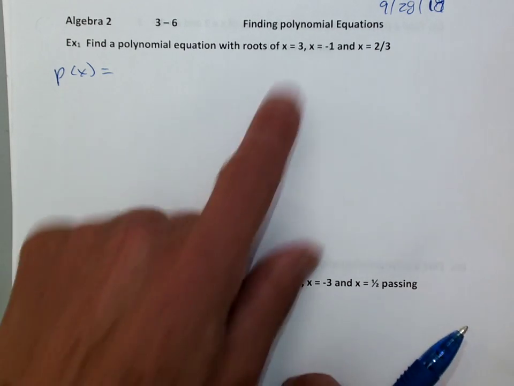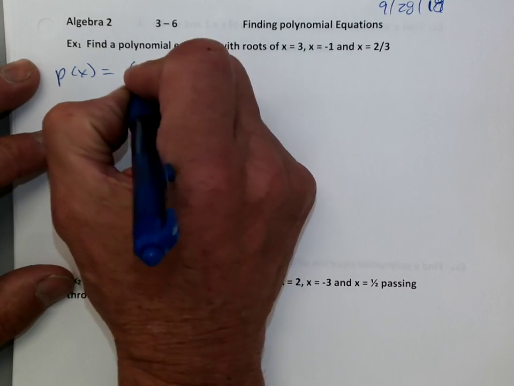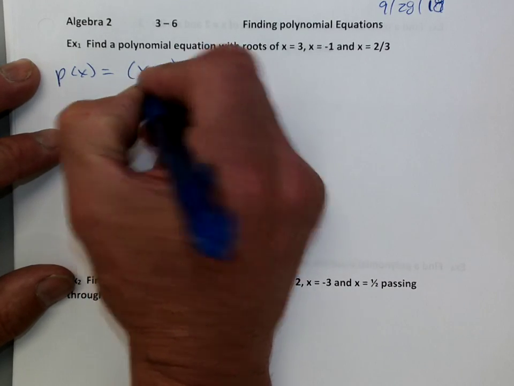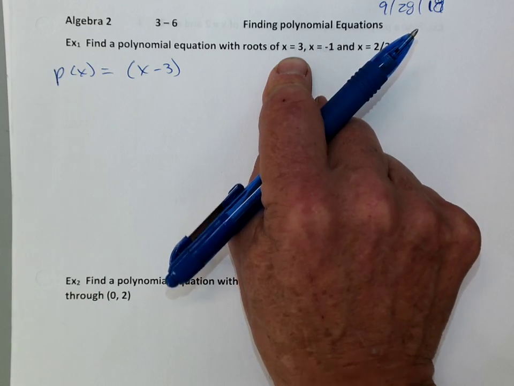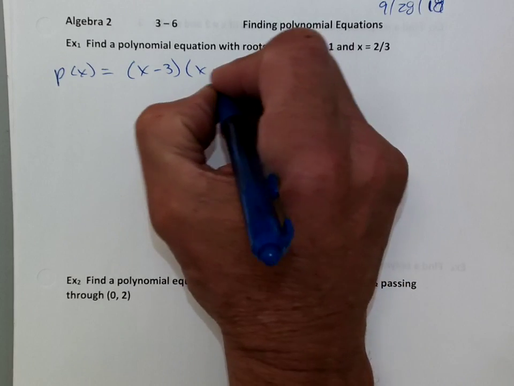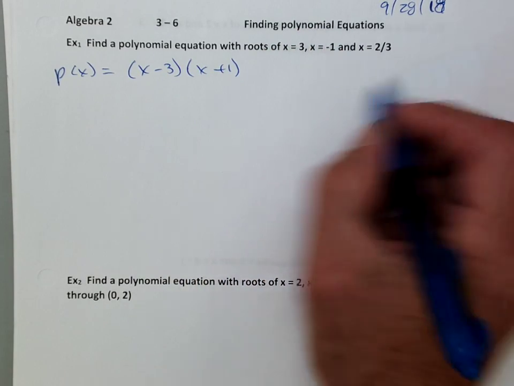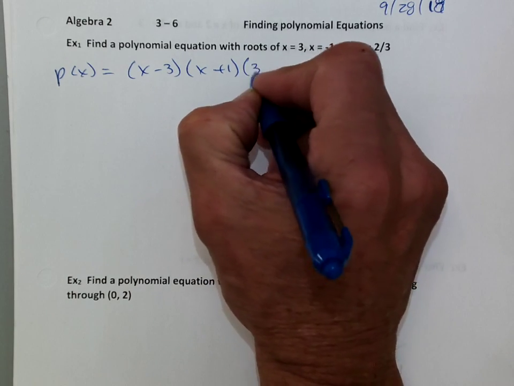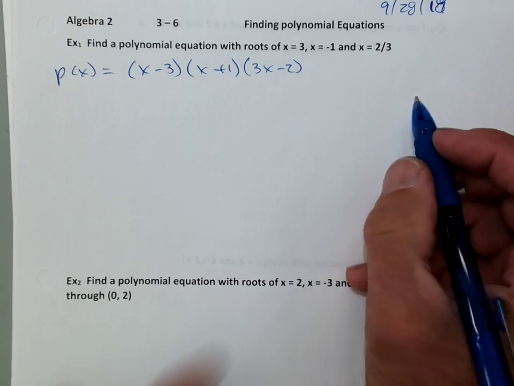Now, the only way I can get an answer of 3 is if I had an x minus 3, which would give me x equals 3. You guys agree with that? And the only way I can get an answer of x equals -1 is if I had an x plus 1, okay? Now the 2/3, I'm going to get a 3x minus 2, but I'm going to show you kind of how I got that, okay?